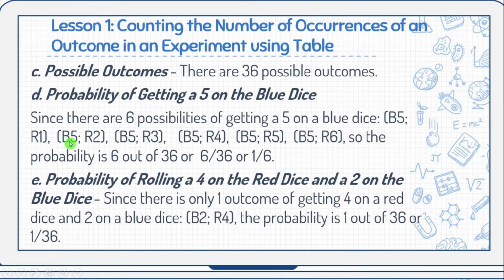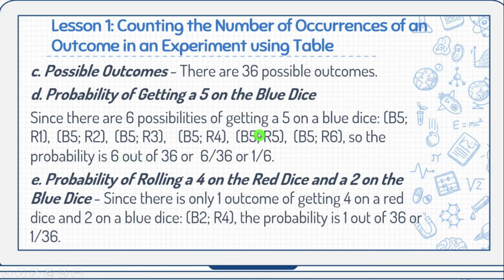We have also B5, the pair of R2. And we have B5, the pair of R3. And B5, paired with R4. And B5, paired with R5. And B5, paired with R6. So, the probability is 6 out of 36.